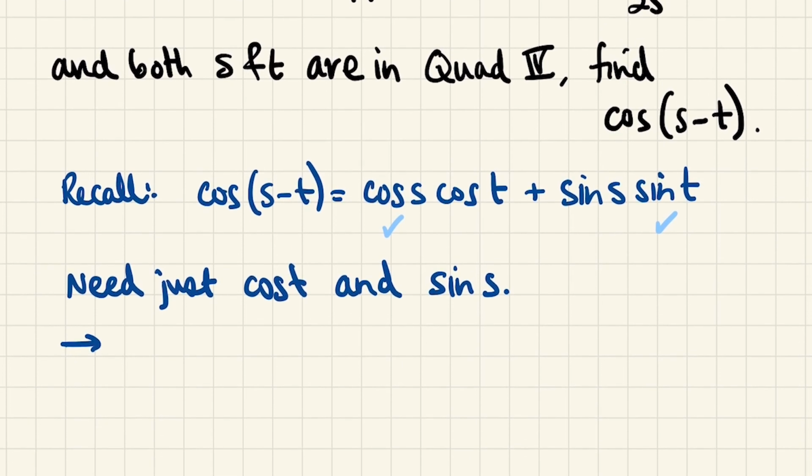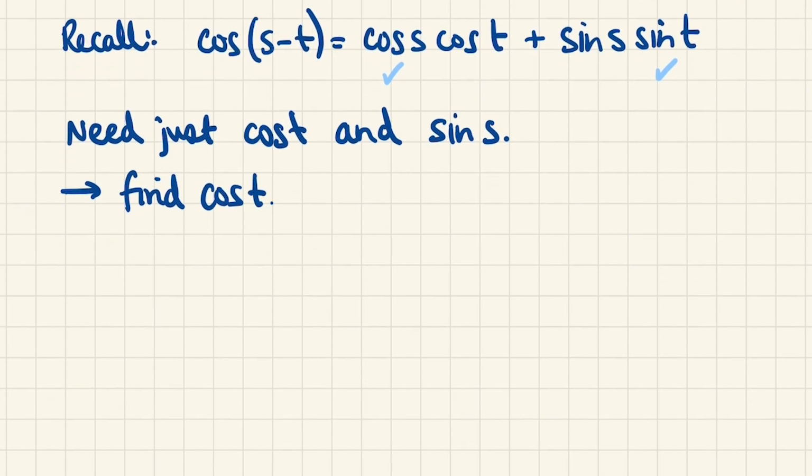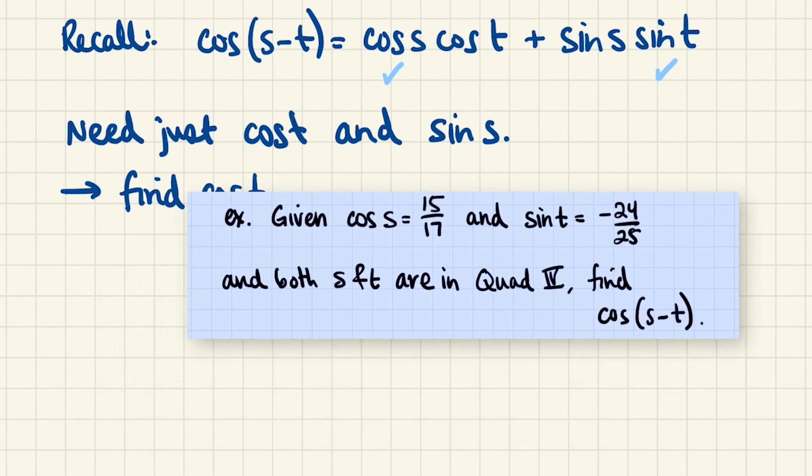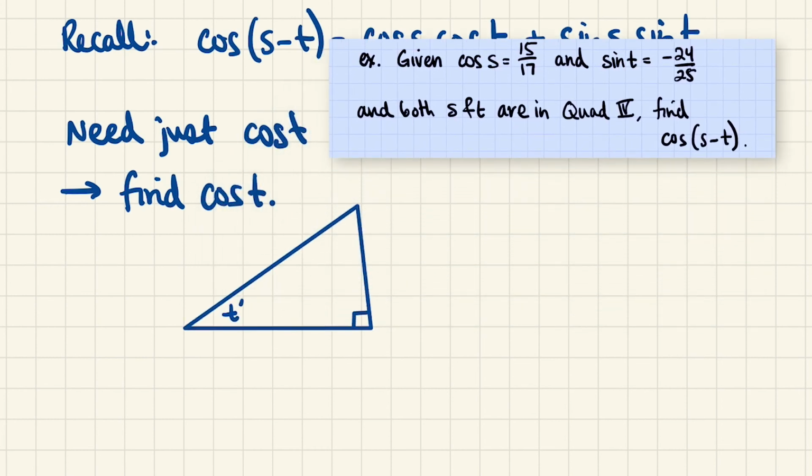Okay, so let's start by finding cosine of T. We were given sine of T, and we know that T is in quadrant 4. So for this little sub part of the problem, we actually can just use a triangle. Let's just do that. We know that the sine of T is negative 24 over 25. On a triangle, we only have positive lengths, so we're going to say this is 24 over 25. That means this missing side, we'll call b for base. We know that b squared is 25 squared minus 24 squared.